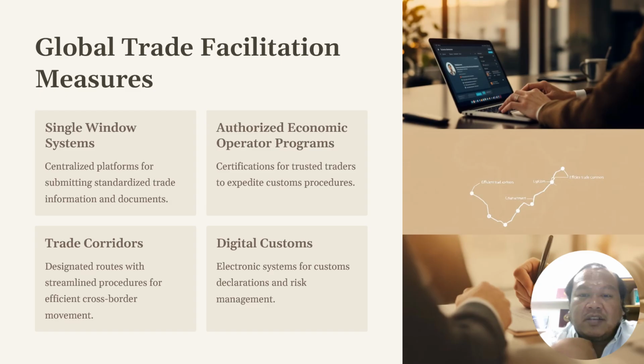Okay, then we have the authorized economic operator programs. This is a certification for trusted traders to expedite customs procedures. Okay, only for trusted traders. Okay, so that means these traders have already proven that all their products and all the products that they have traded are legally acquired and legal to enter the countries of destinations. Okay, trade corridors, these are designated routes with streamlined procedures for efficient cross border movement.